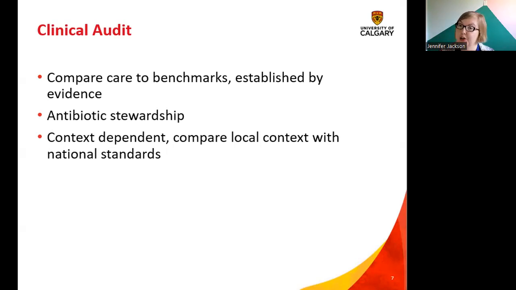Let's do some education with prescribers to say, okay, let's think about what level of prescribing is appropriate. And maybe we change the guidelines for our organization. Maybe we change the pre-printed order sheets. Maybe we do some in-services with prescribers, those types of things. So it is context dependent, and sometimes governments attach funding to these benchmarks.